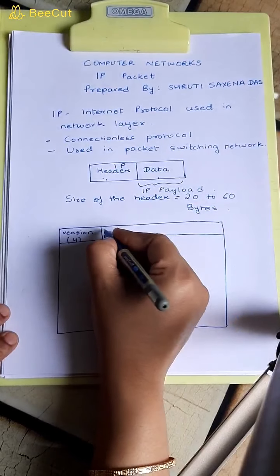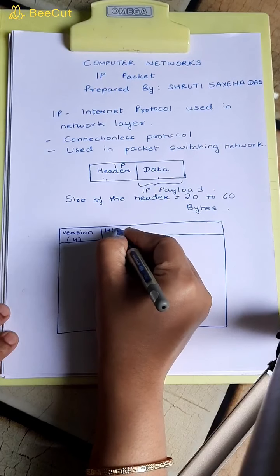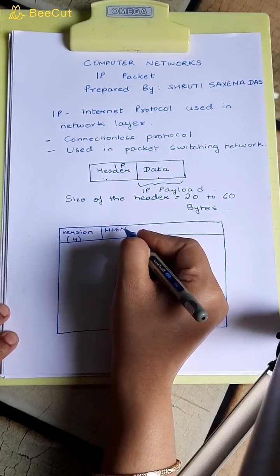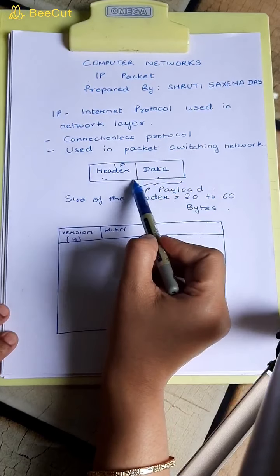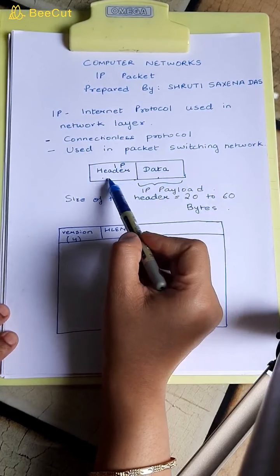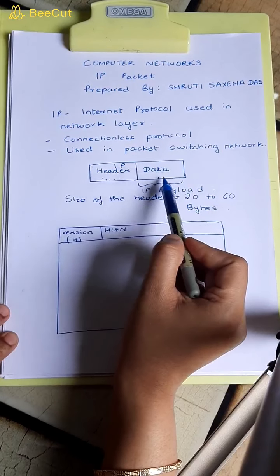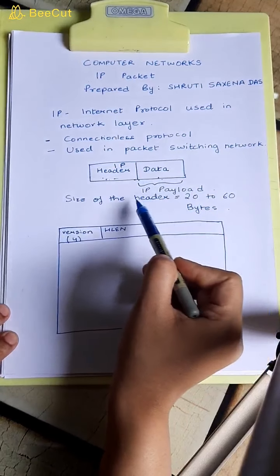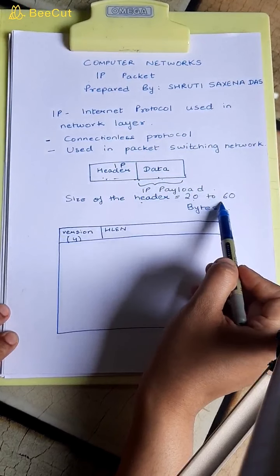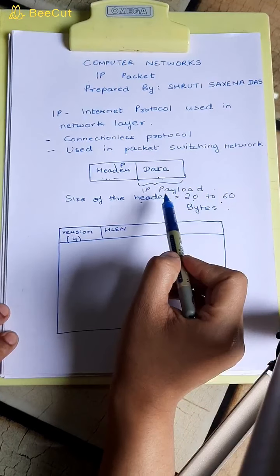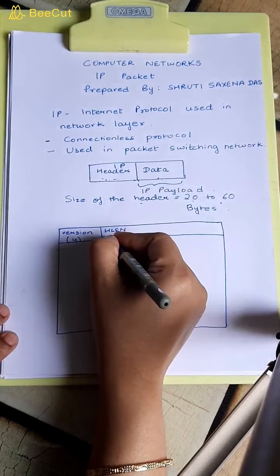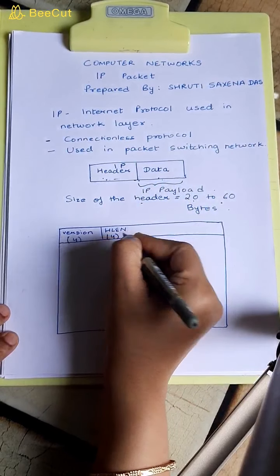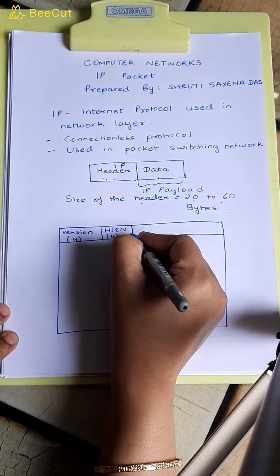Then the next one is header length. Header length means the length of the entire IP header. Each packet contains two things, the IP header and data. So what is the length of this header? We discussed that the header size is from 20 to 60 bytes, but the exact length must be stored over here in HLEN.